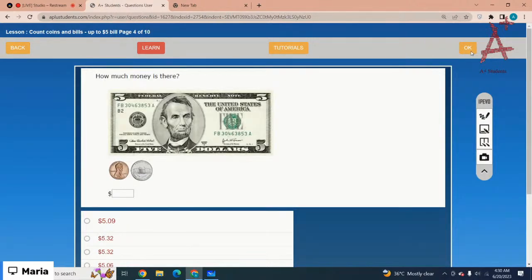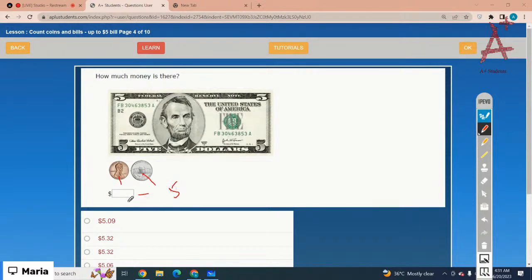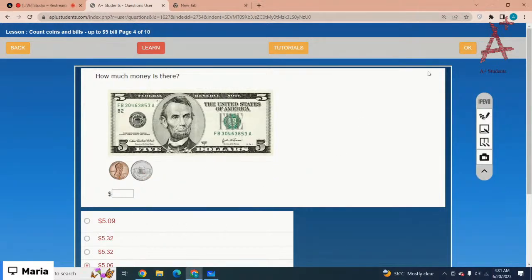Okay, the next one is you are given a bill and two coins. So the bill is for $5, so it would be 5. Then you have a nickel and a penny. You can count the nickel by 5 and penny by 1. So 5 plus 1 makes 6, so it would be 5.06. Got it? Okay, I forgot to select the correct option. It would be 5.06.